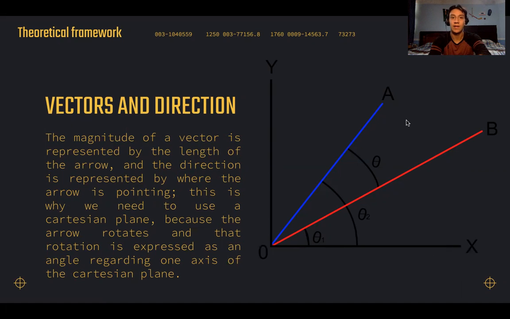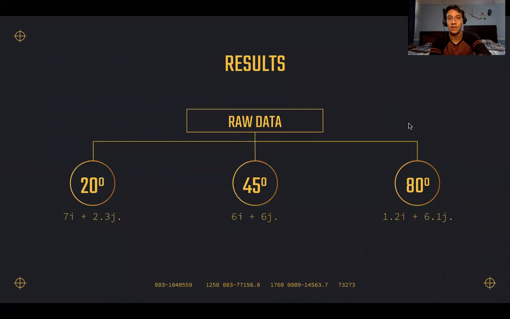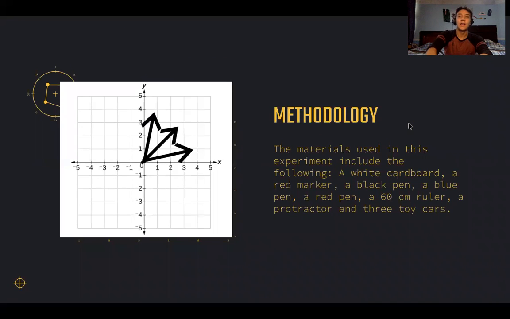I'm sorry, my slides are not changing. Yes, we are changing. The materials I used in this experiment include the following: a white cardboard, a red marker, a black pen, a blue pen, a red pen, a 60-centimeter ruler, a protractor, and 3 toy cars.